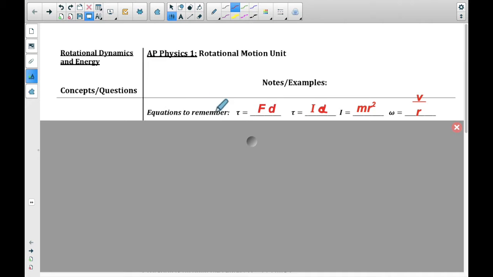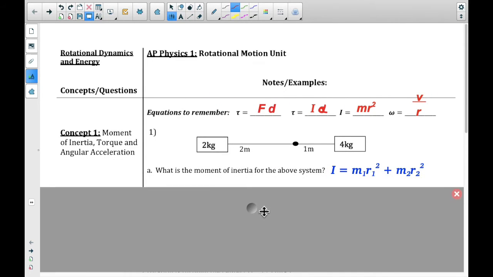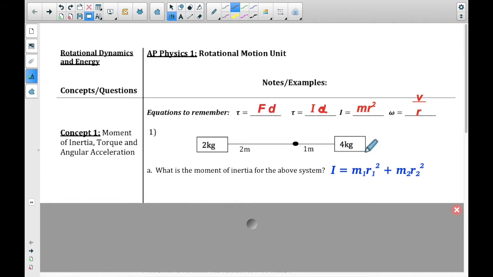So first of all, some equations that you need to remember. Take a second to write those down. Let's just go ahead and jump into the first example.